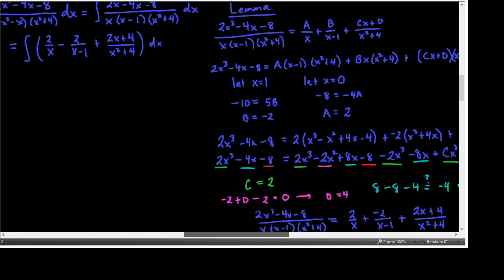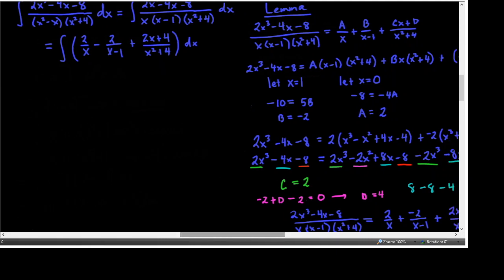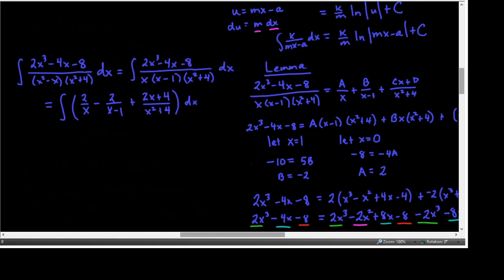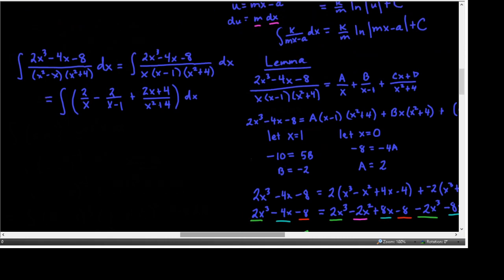Okay, I'll move this back over a little bit so I can see what I'm doing. Okay, I think that's fine. So I'll move a little bit more to the left so I have more room. This lemma needs to be kept separate. All right, so the first one I can do. That's going to be 2 times the ln of the absolute value of x. Easy peasy. The second one's easy. Minus 2 times the ln of the absolute value of x minus 1.